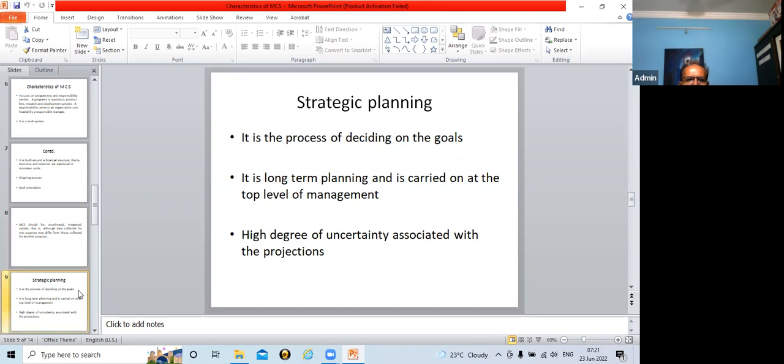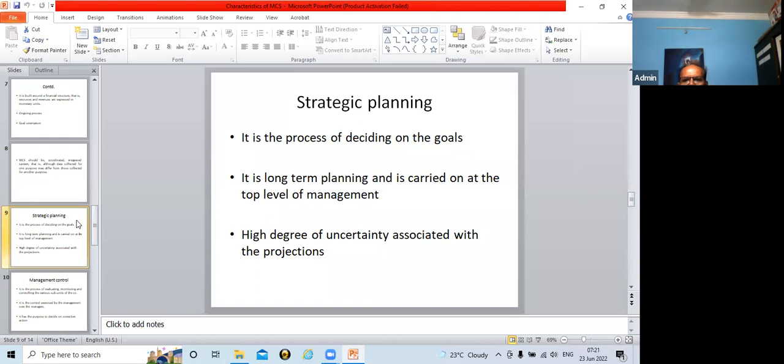Now, about strategic planning. What is strategic planning? It is the process of deciding on the goal. Then it is long-term planning and is carried on at the top level of management.